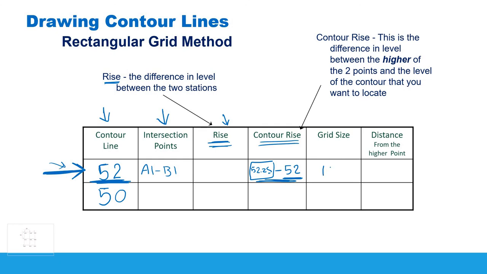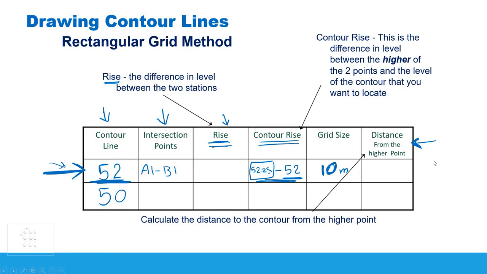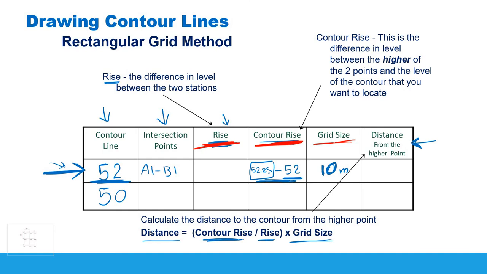And then the grid size, this is an easy one. You have set out your grid, you know its size, 10 meters, 15 meters, 20 meters, etc. And finally, the distance from the higher node. The distance from the higher node would be calculated using this rule: the contour rise, this one, divided by the rise, this one, times the grid size, this one. So you have all the numbers, you just calculate the distance. So this is the relation to calculate the distance: contour rise divided by rise times the grid size.